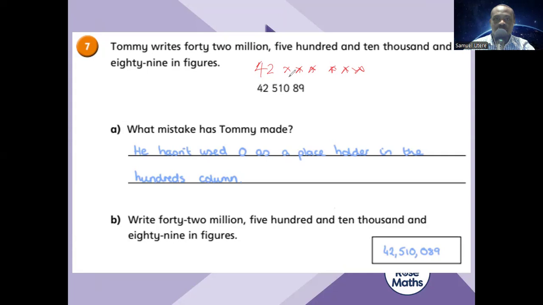42,510,000. So we know 1,000 always is followed by 3 digits. So we know we have to fill this place in and 3 digits should come. So 510,000 and 89. Okay. So you can see when you compare it to his, you can see where he made his mistake. All right. Okay, write 42,510,089 in figures. You can see it right here. Okay. All right. Let's move on.